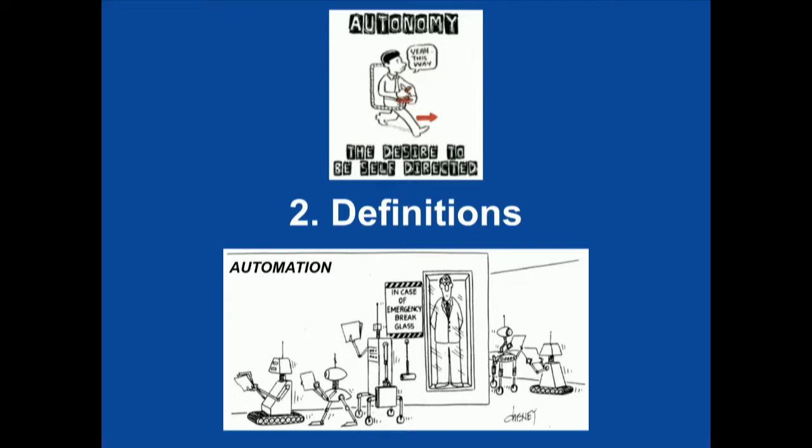The first is in terms of autonomy, the desire to be self-directed. So here you have a guy who's kind of joysticking himself, but the point is he's operating independently. He's being self-reliant, he's making his own decisions. Versus automation, where you can see a bunch of robots running around, they're following scripts, and then you've got the human just inside the box here, and it says, in case of emergency, break the glass, which is like, well, when things go wrong, then call the humans in.